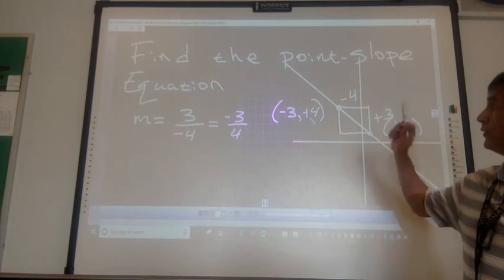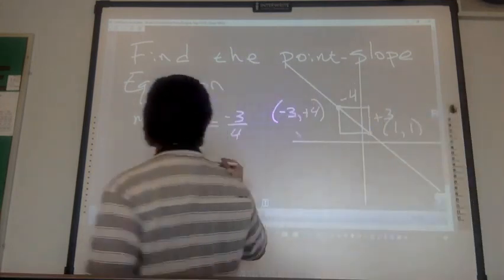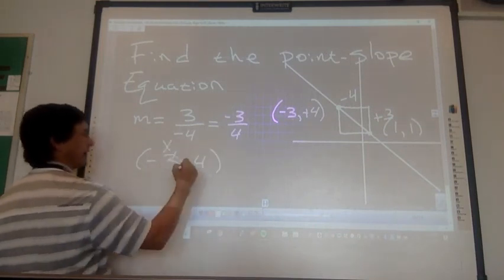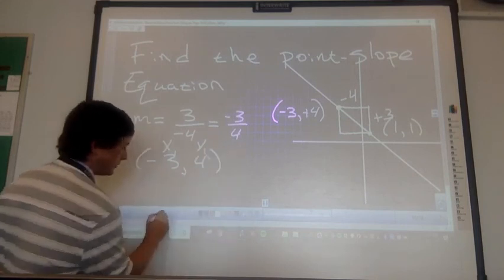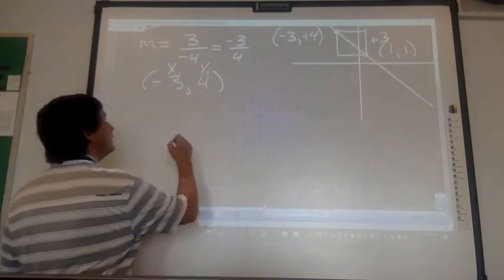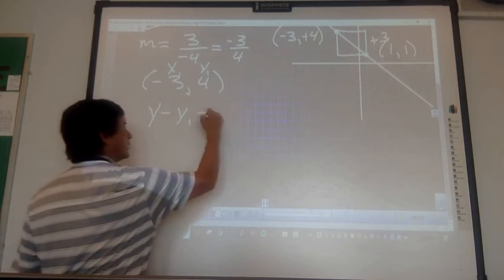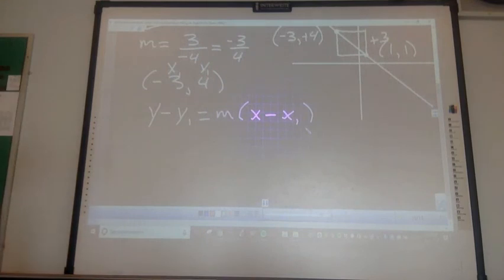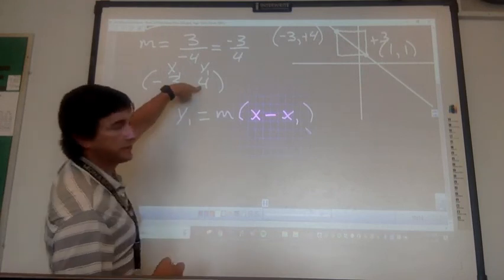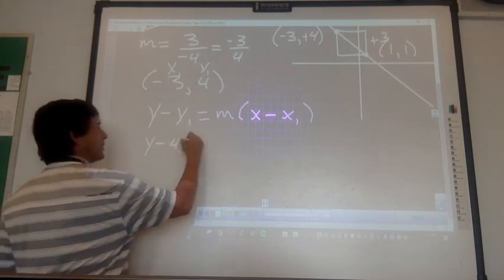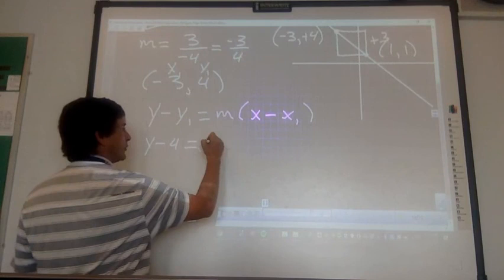Okay, so let's choose the one with different signs because that's something new. So my x1, y1 is -3, +4. x1 is -3, y1 is +4. And we're going to plug into point slope. So I'm going to write that equation again: y minus y1 equals m(x minus x1). Then I'm just going to plug in. So y, it was +4. I'm going to make it -4, opposite signs. y minus 4. My slope is -3/4.